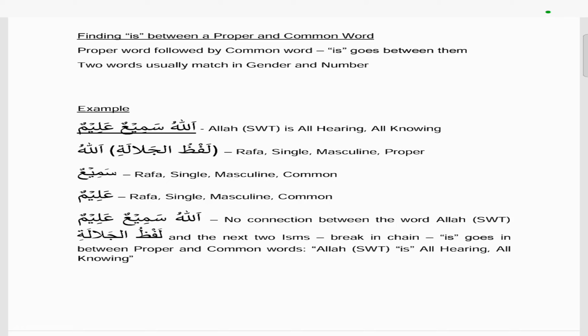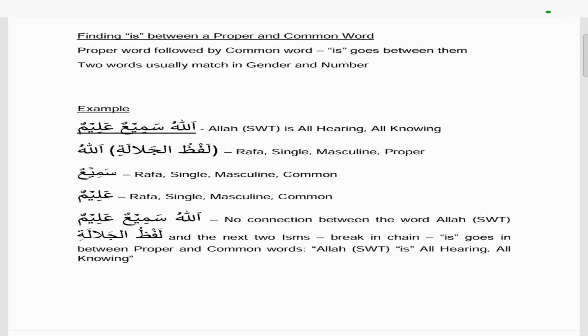So therefore, in Allahu Sami'un Alimun, there's no connection between the word Allah, the lafzul jalala, and the next two isms, Sami'un and Alimun. So there's a break in the chain. The "is" goes in between the proper and common words. The word Allah is proper, and the next ism, which is sami'un, is common. So therefore the "is" goes in between the proper and the common words. So therefore the translation is Allah is all hearing, all knowing.